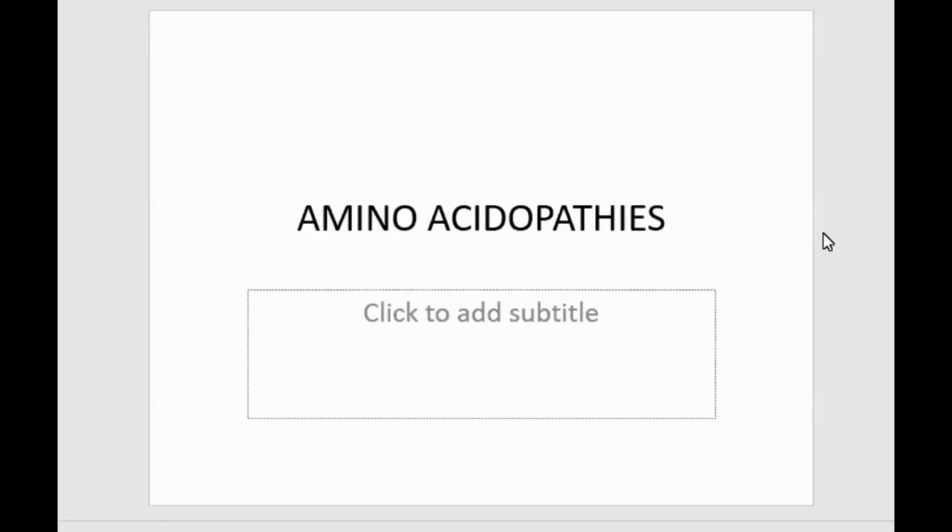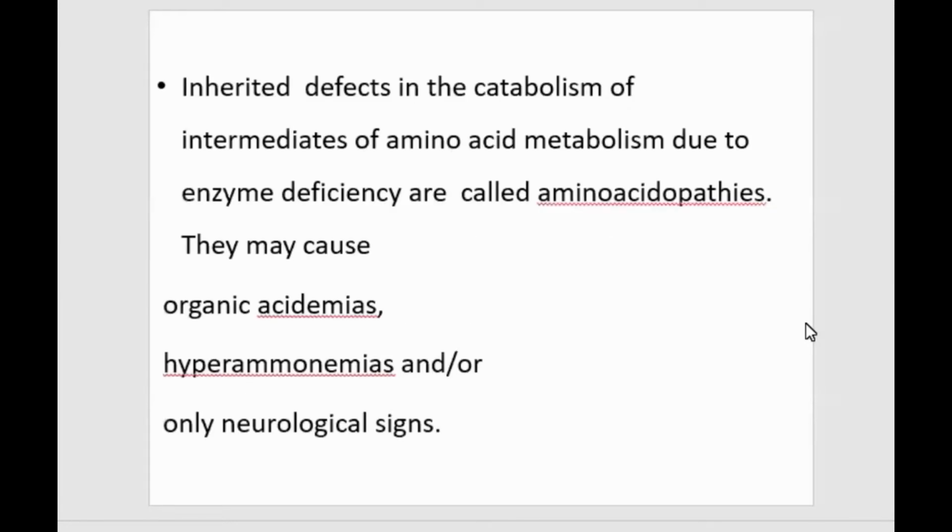We were discussing amino acidopathies. I had just started in the last class. Continuing that, you just learned that amino acidopathies means inherited defects in the catabolism of intermediates of amino acid metabolism due to some enzyme deficiency. So they are called amino acidopathies.